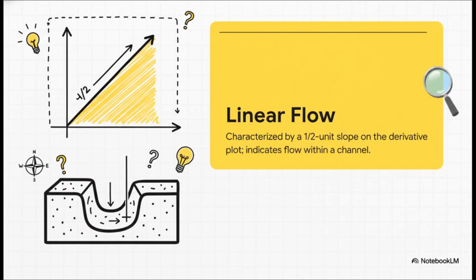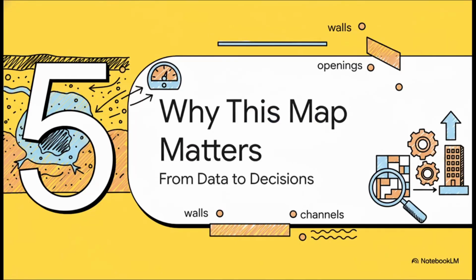And this linear flow has its own unique fingerprint. Instead of leveling off at a higher value like it does for a corner, the pressure derivative starts rising steadily with a very specific half-unit slope. When an engineer sees that on their plot, they know. They just know they're sitting inside a channel. It's another crucial piece of the puzzle for building our invisible map. So, we've learned to identify walls, openings, corners, and channels, all from their unique pressure signatures.